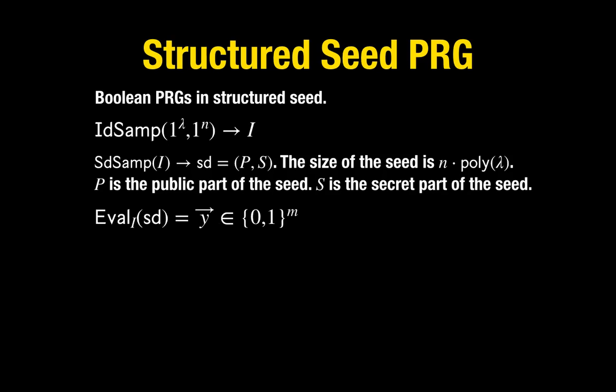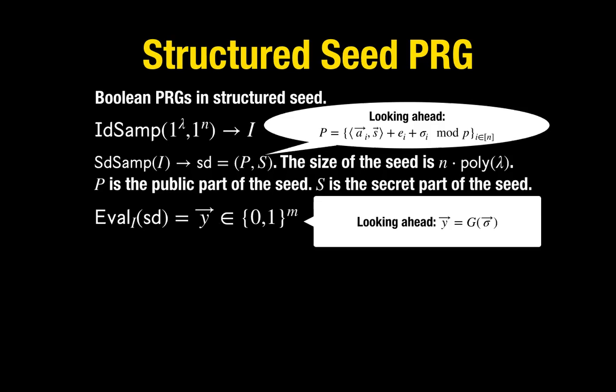The evaluation algorithm is going to take this seed and output a string of length m. So that's the evaluation. Now, just to connect the dots from the previous slide, you should think of this P, the public part of the seed, as consisting of LPN leakages encrypting sigma. Sigma was the input to the PRG in NC0, and your evaluation will just be G of sigma. This is what you wanted. This was just connecting dots.